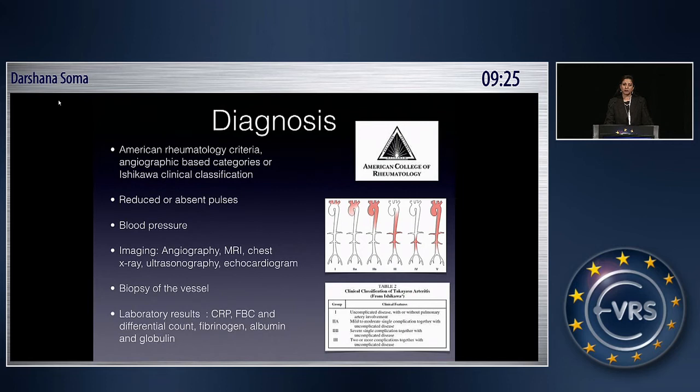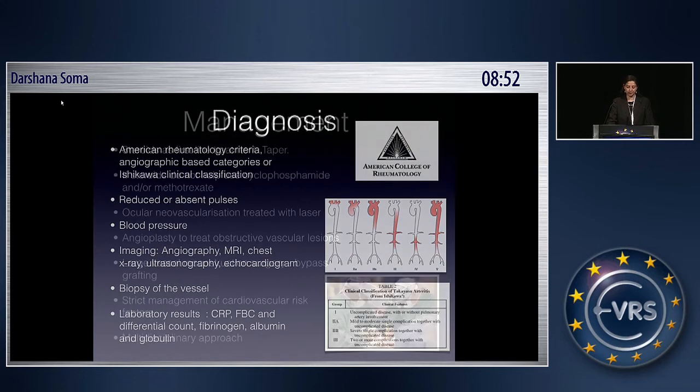So the diagnosis of this condition depends on the American rheumatology criteria and angiographic-based categories or the Ishikawa clinical classification. Patients usually have reduced or absent pulses. The blood pressure might be increased. The imaging which is usually done is angiography, MRI scans, chest x-rays, ultrasonography, and echocardiograms. A biopsy of the vessel may also be done. Laboratory results will include a CRP, full blood count and differential count, fibrinogen, albumin, and globulin.